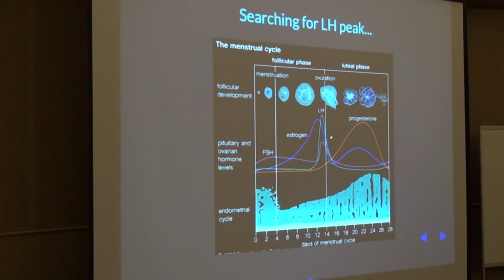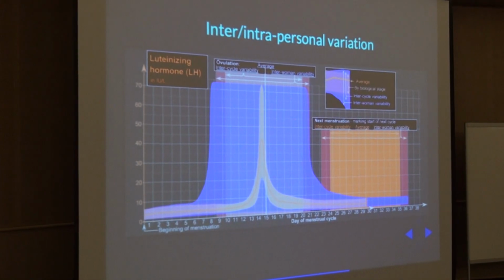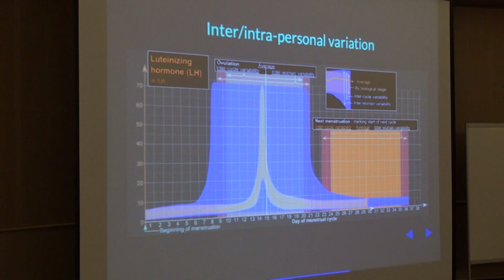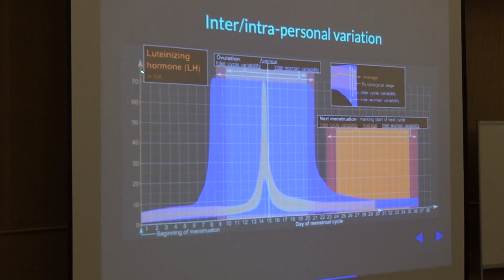However, as sharp as this peak is, it's not at all easy to catch, because of this slide. This is a picture from Wikipedia where you can see the variation in the luteinizing hormone. This is the intensity in standard units. These are ELISA units, and this is the day of the menstrual cycle. So this bright area is the variation in age, so when we're young and when the ladies get older, and this is the variation within one person, so this is inter-cycle variability.